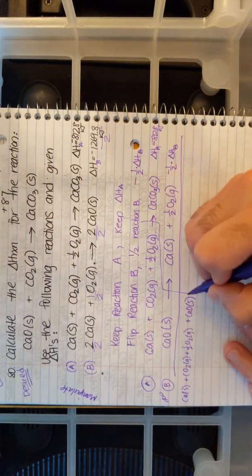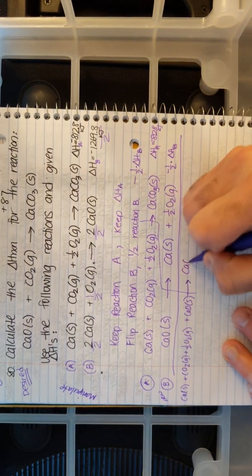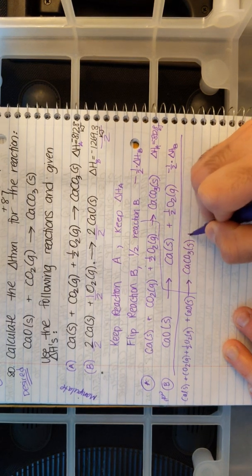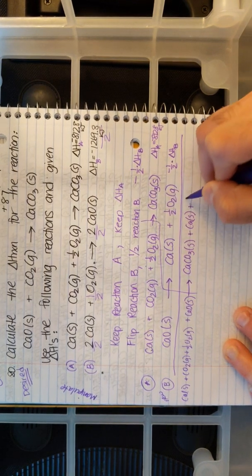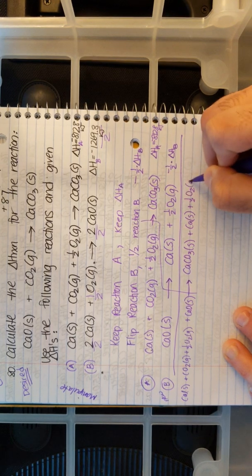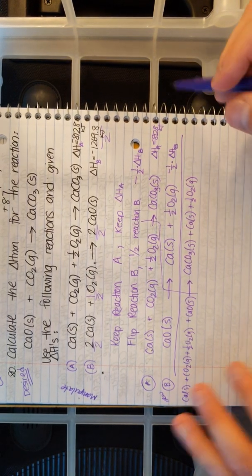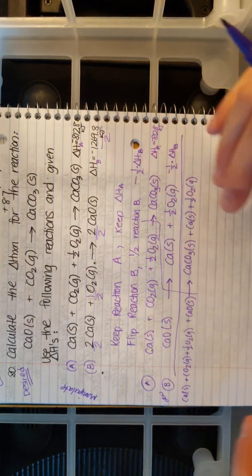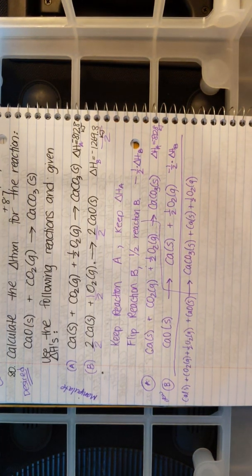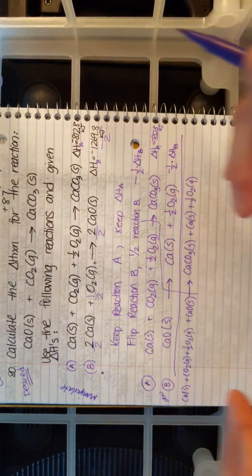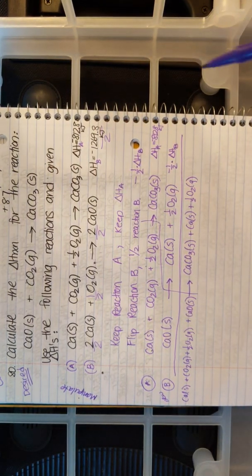Let's put all the products together. CaCO3 solid plus Ca solid plus 1/2 O2 gas. And this is almost looking like my equation. Remember when we did the kinetic steps and we had step 1, step 2, all of the steps need to add up to the desired reaction.